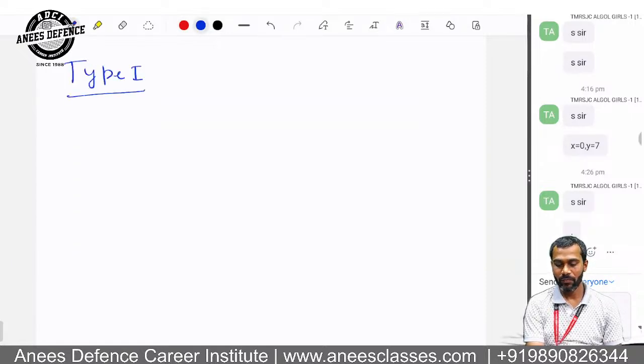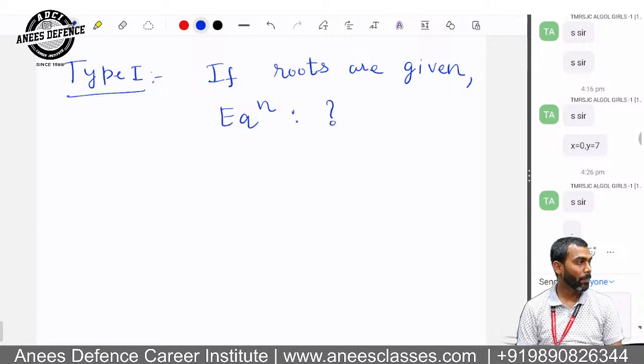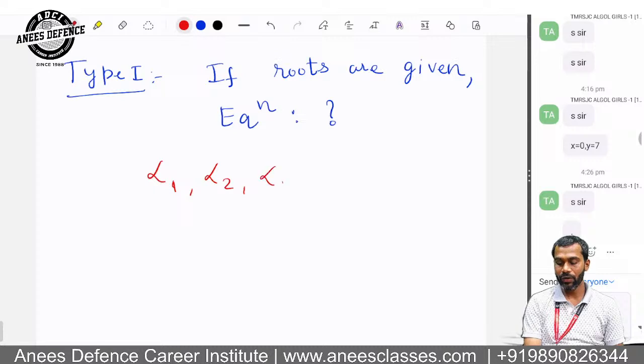Now type 1. If roots are given, and we need to find out what? What we need to find out? Equation. Equation we need to find. Yes or no? So if roots are given, we are supposed to find out the equation. So what are the roots? Suppose alpha 1, alpha 2, alpha 3 up to alpha n.